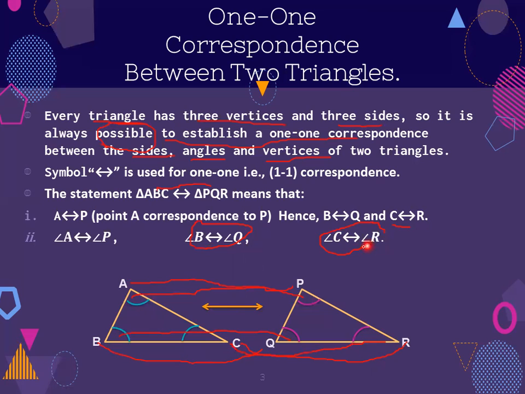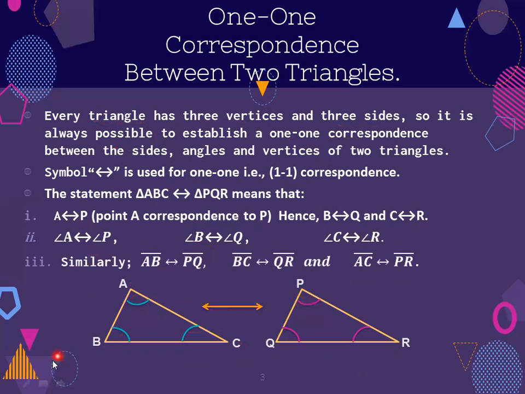So what does it mean by triangle ABC and triangle PQR corresponding? It means their vertices, their angles and their sides are corresponding. I have explained the vertices and angles. Now the next one is about the sides. Now what are the sides here?